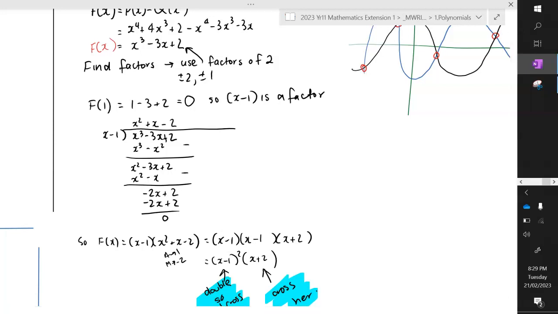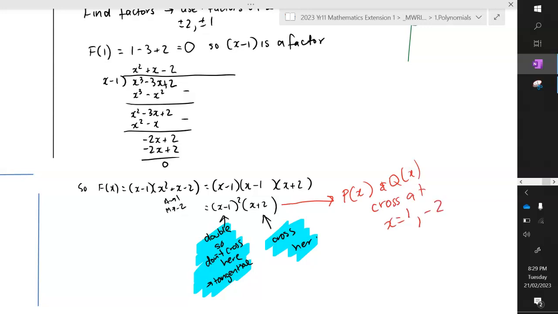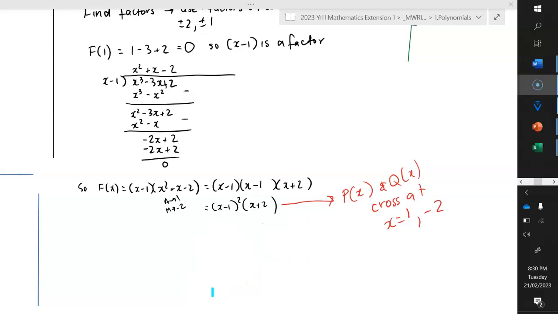And I can factorize this quadratic because we're really good at factorizing quadratics. It factorizes out to x minus 1, x plus 2. So what we actually have now are 2 lots of x minus 1 and 1 lot of x plus 2. So what that tells us is that our two curves, p of x and q of x, cross at x equals 1 and at x equals minus 2. And I probably should not use the word cross. I'm going to use the word meet at these points. They meet at those 2 points.